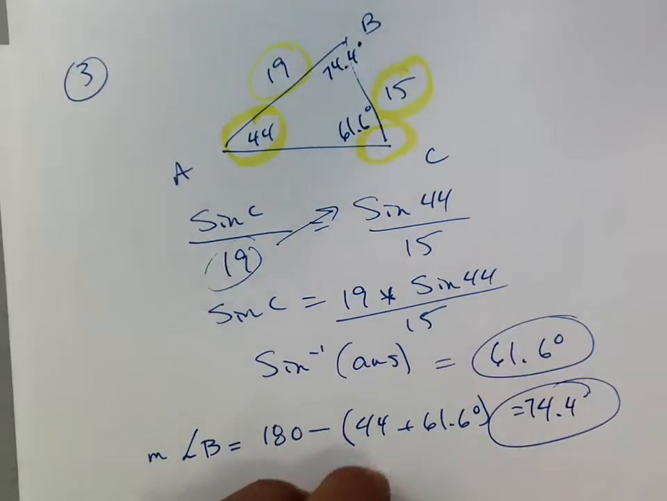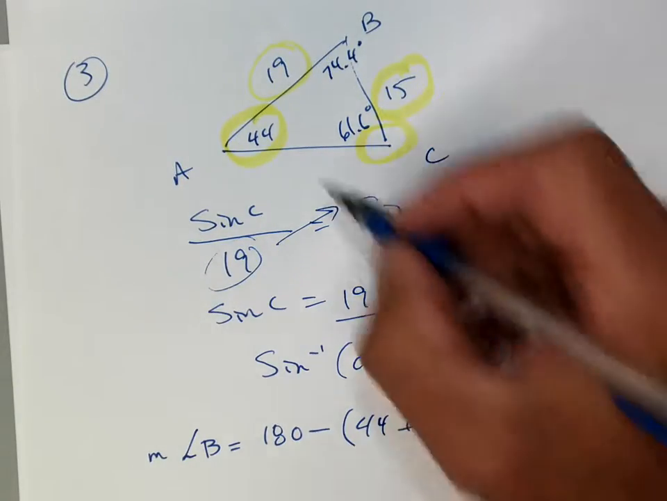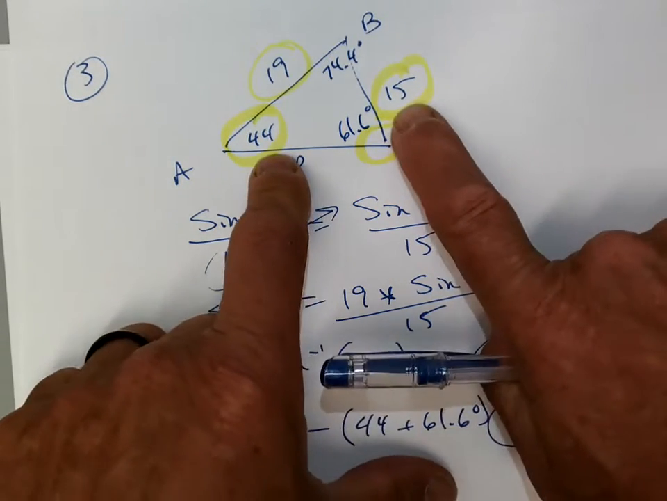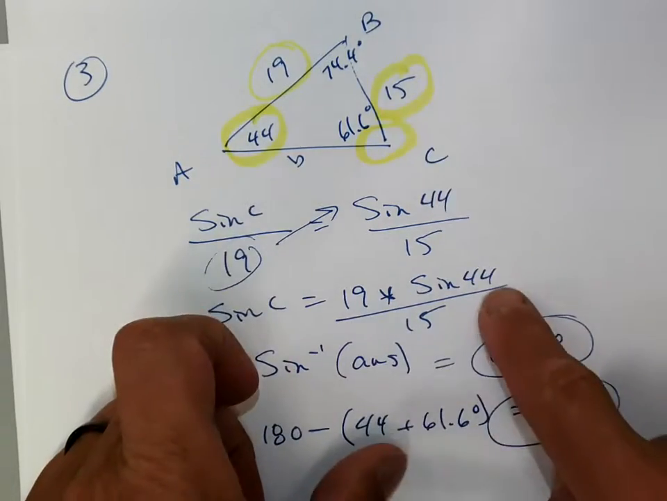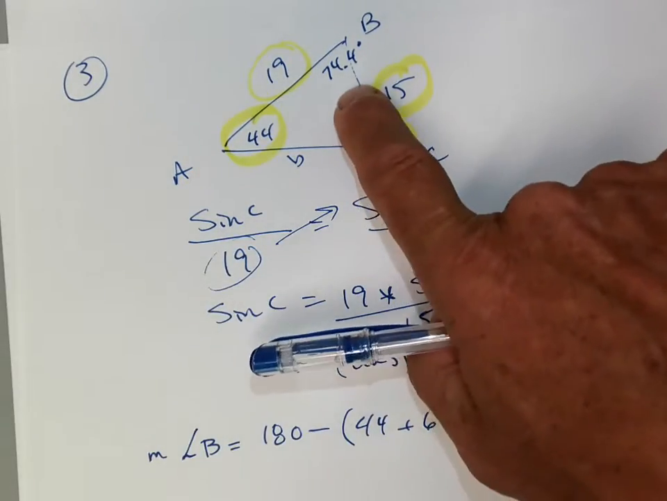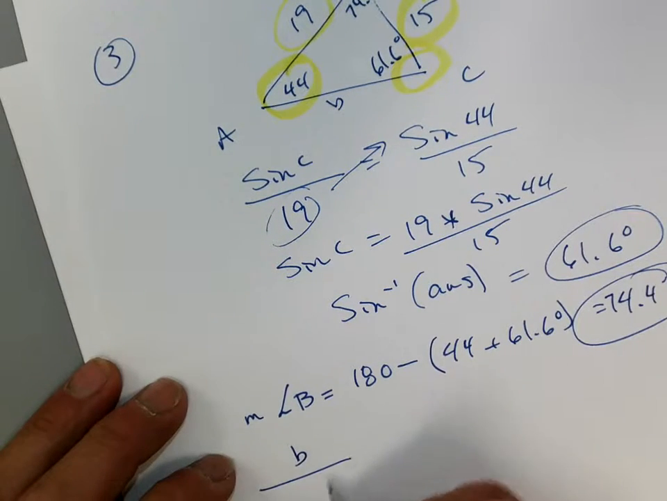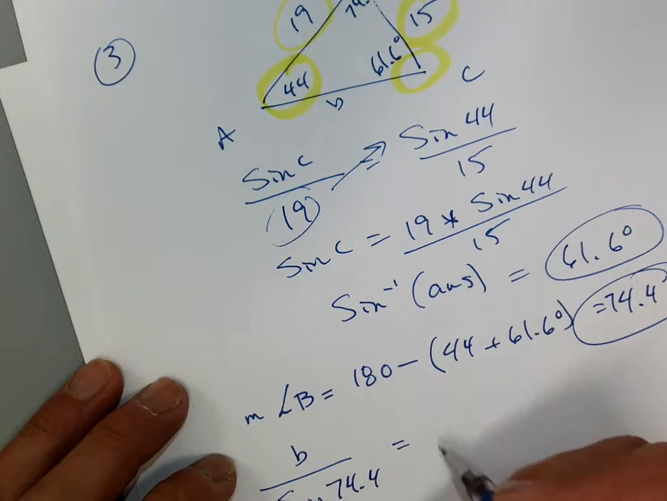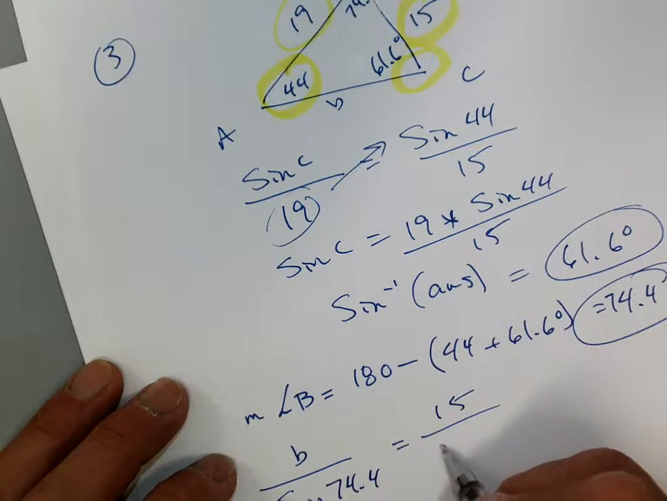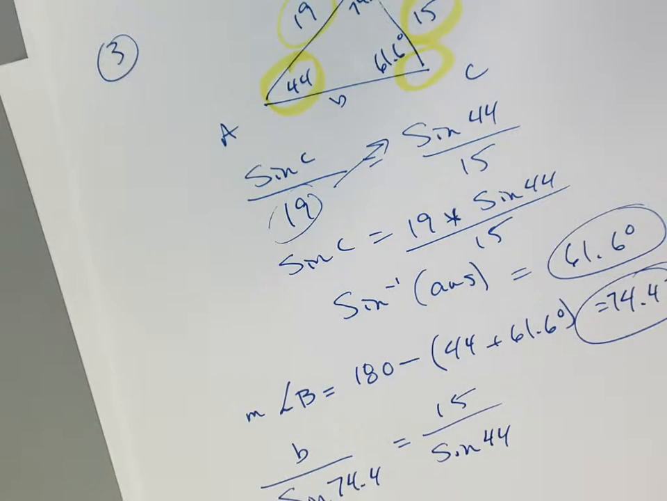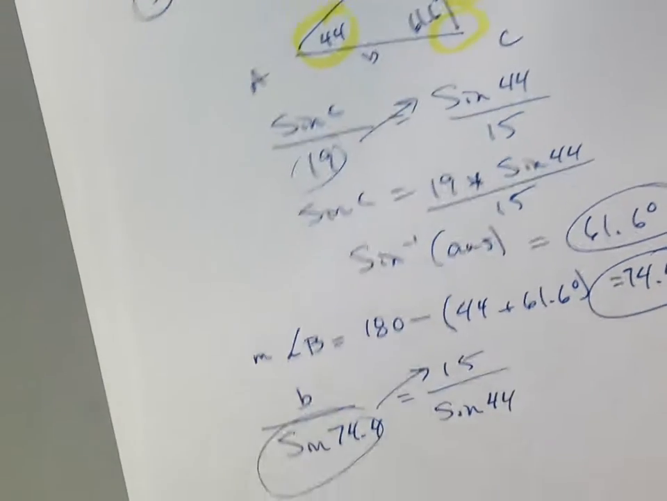And then finally, we've got to find little b, side B, right? And again, we have opposites. I'm going to stick with the 15 and the 44 because those are exact numbers. These are kind of like calculator numbers. So if I want to find little b, I'm going to go little b over the sine of 74.4 equals 15 over the sine of 44, right? And I'll cross multiply that up there.